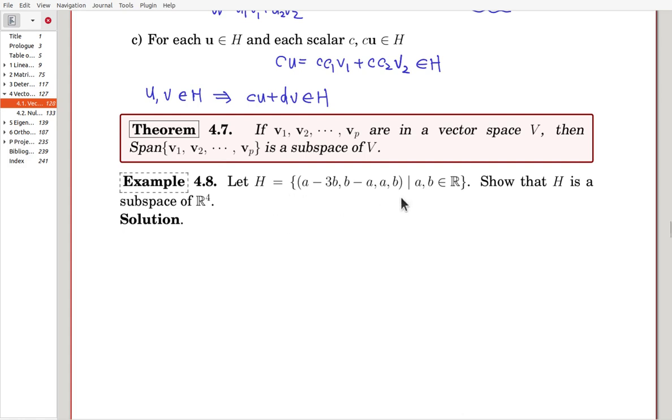H is given in this way, show that H is a subspace of R4. It has 4 components, so it's a subset. From the beginning, we can say that it is a subset of R4. Now, if we choose a vector inside of H, it has this form. It can be written in this way along with A.